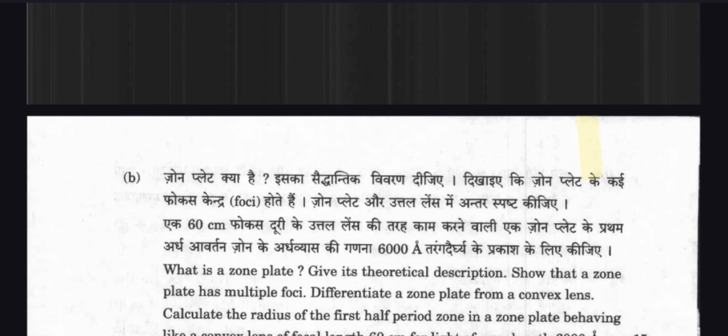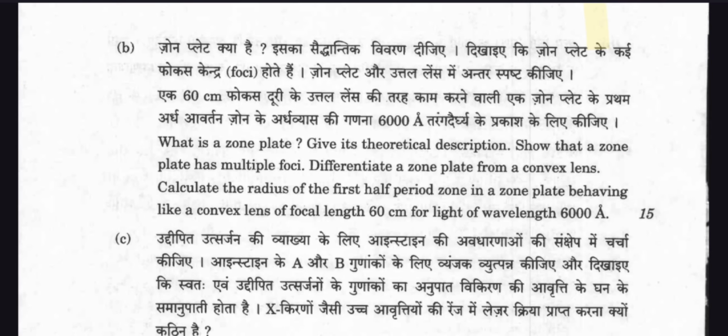And question number B is here. What is a zone plate? Give a theoretical description so that a zone plate has multiple foci. Differentiate a zone plate from a convex lens. Calculate the radius of the first half period zone in a zone plate behaving like a convex lens of focal length 60 cm for light of wavelength 6000 angstrom.